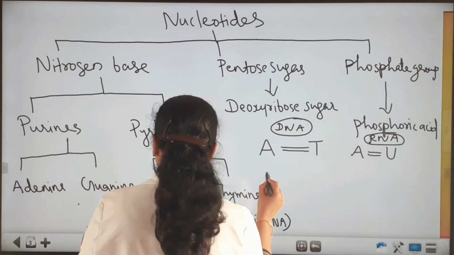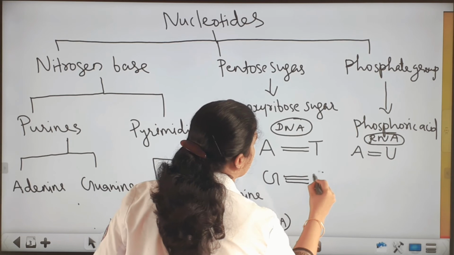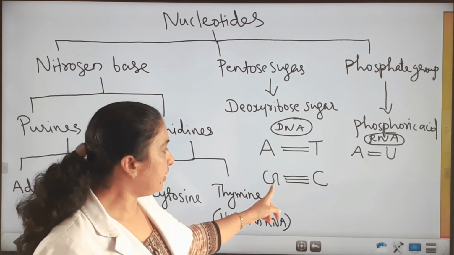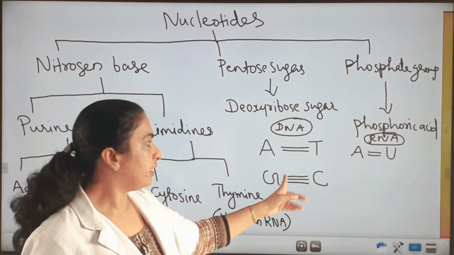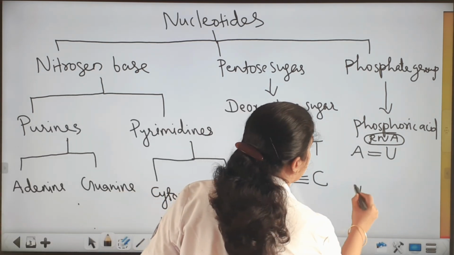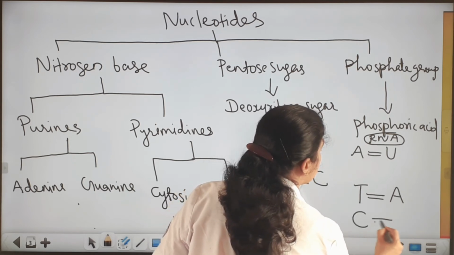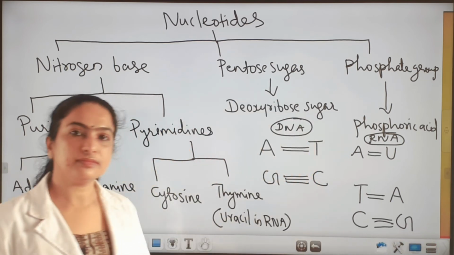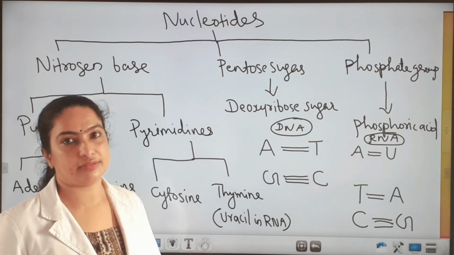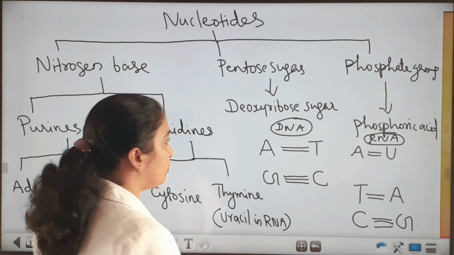And guanine always base pairs with cytosine through 3 hydrogen bonds. Is it clear? Or otherwise we can say thymine is always base paired with adenine and cytosine is always base paired with guanine. So we can say the purine is always base paired with the pyrimidine, or purine comes opposite to the pyrimidine. I will show you the picture.